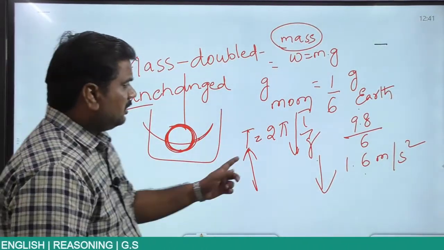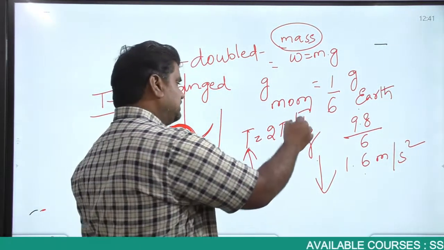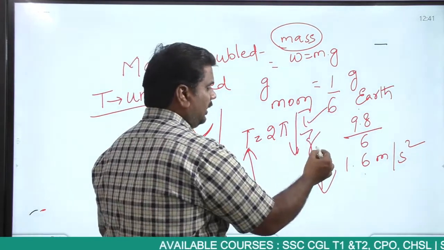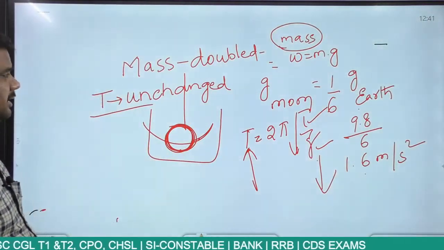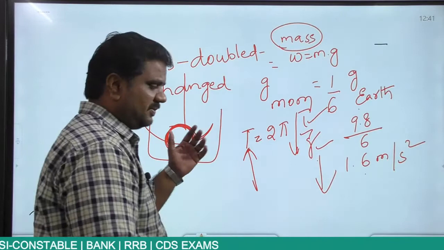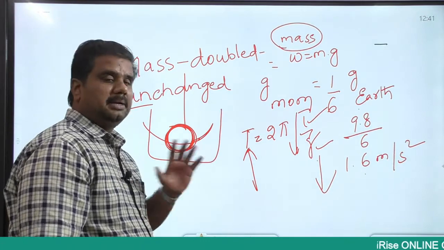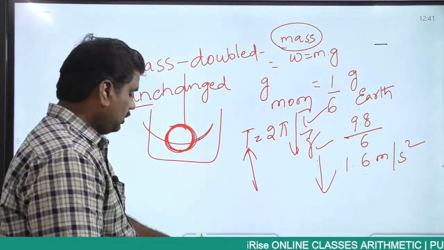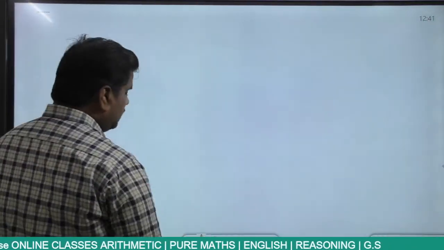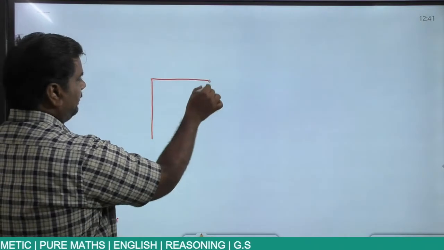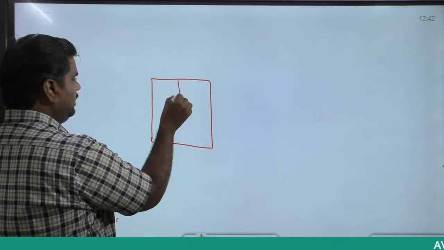The reason is that time period of a simple pendulum is given by T equal to 2 pi under root L by g. It is dependent on only two factors: one is length, the other is acceleration due to gravity. It is not dependent upon mass. That is why, even if the mass of a simple pendulum is doubled, tripled or quadrupled, the time period will not change. Now suppose the simple pendulum is placed in different cases. You're talking about the case of a lift. In this particular lift, I have a simple pendulum which is attached here.